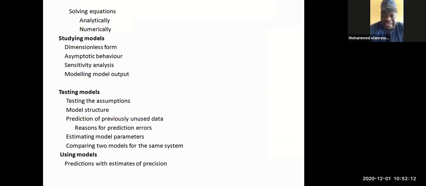The sensitivity analysis, the modeling model output, then testing the models, testing the assumptions, the model structure, prediction of previously unused data, reasons for prediction errors, estimating model parameters, comparing two models for the same system, using the models, prediction with estimates of precision, decision support, then discussion of the results, description of the model, deciding when to model and when to stop.